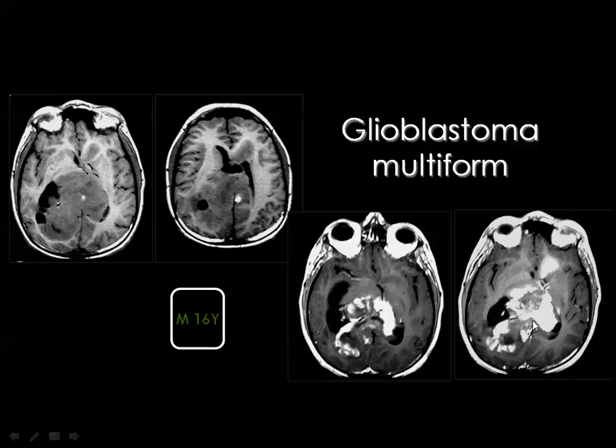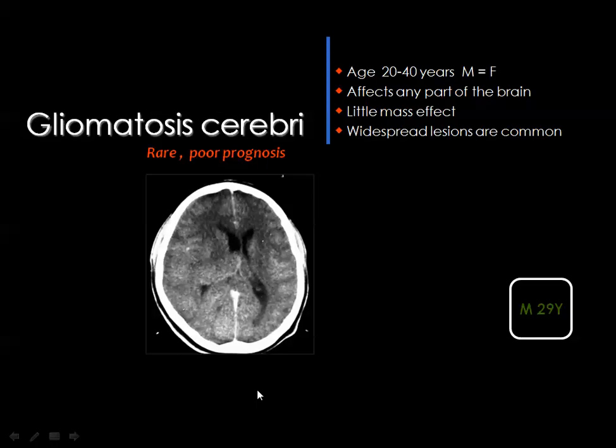Gliomatosis cerebri, or infiltrating glioma, is a rare tumor which infiltrates the substance of the brain and does not enhance after injection of contrast. So in the CT scans you cannot see the tumor itself either before or after contrast injection, but you see its mass effect on the ventricle.